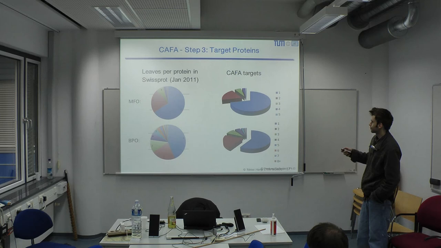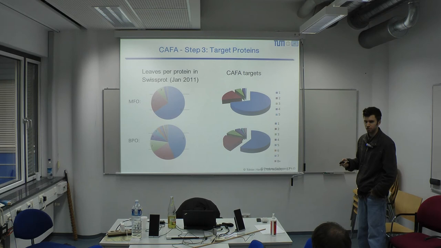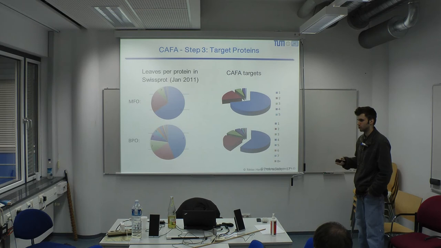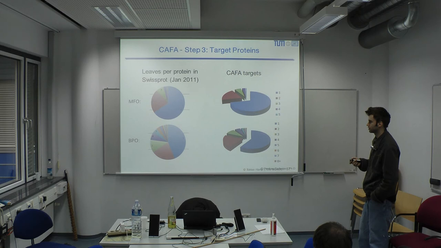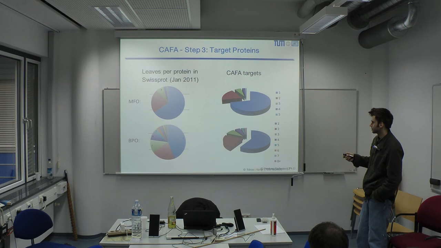Leaves per protein: leaves are the GO terms that are the most specific description of the functions of a protein. The number of leaves also indicates how many different functions a protein has. Again, most proteins are only annotated with one function, which is rather a limit of our experiments than actual reality, but still the distributions were quite similar between the whole SwissProt and our Kafka targets.